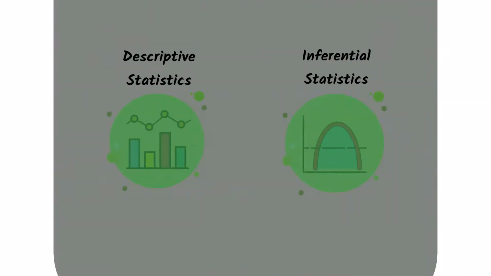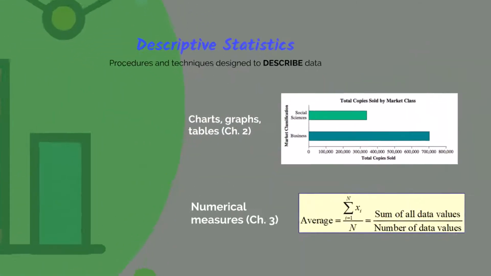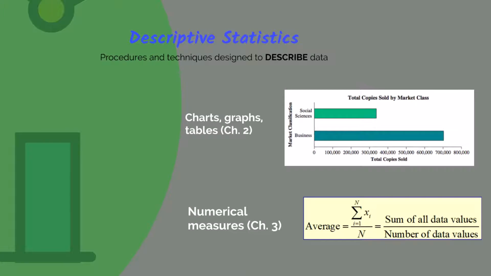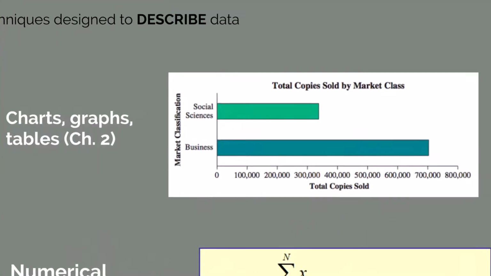So business statistics can be segmented into 2 categories. The first category is descriptive statistics. This involves the procedures and techniques to describe data. We usually accomplish this using charts and tables. So here's an example of a bar chart using that book dataset we saw on the prior slide. This chart is showing the number of books sold by the market classification. We'll cover these concepts in Chapter 2.